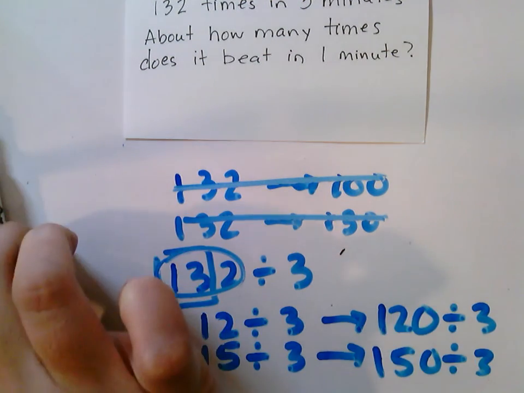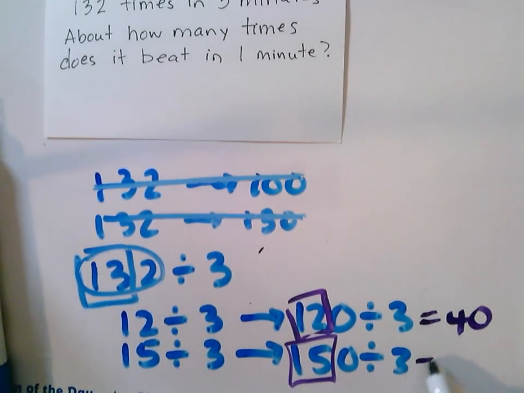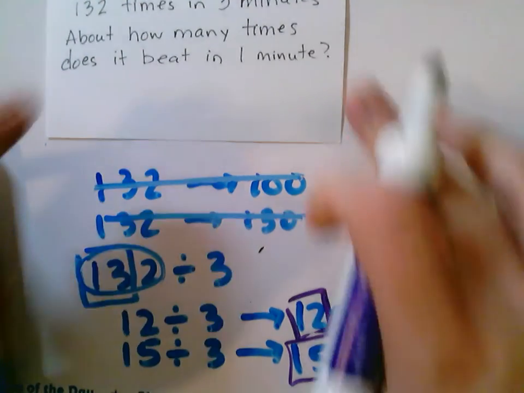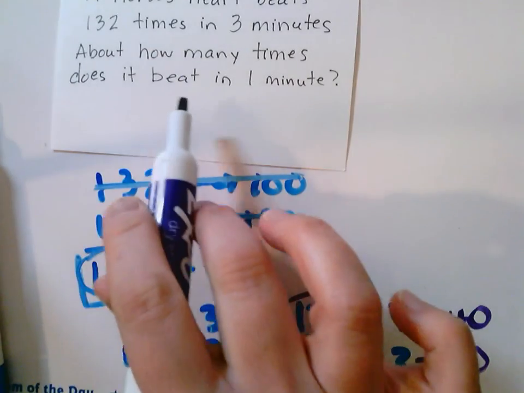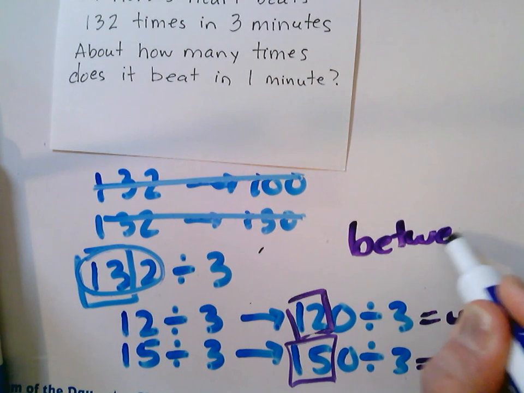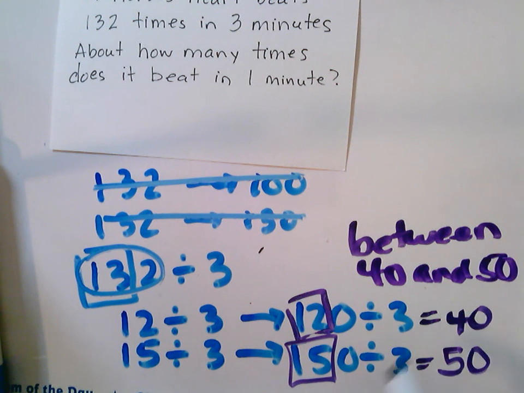So 120 divided by 3, if I use that basic fact, would be 40. 150 divided by 3 would give me 50. So about how many times does a horse's heart beat in 1 minute? It would be between 40 and 50 times. Okay, we're going to do another example in the next video.